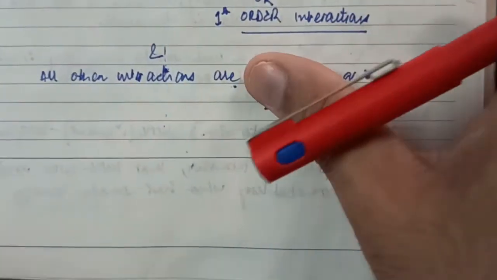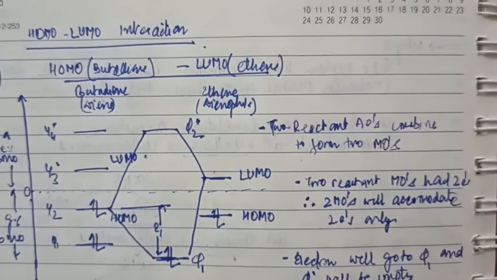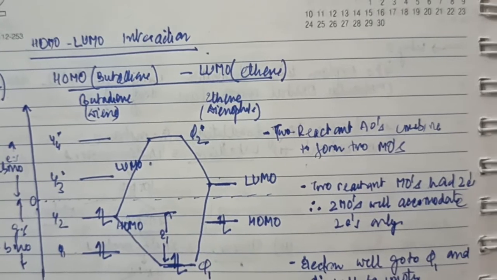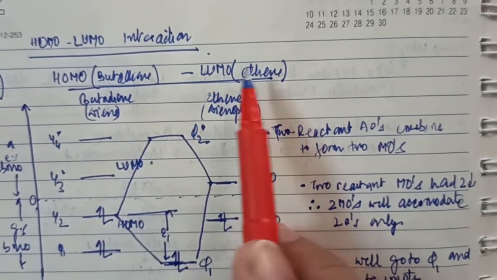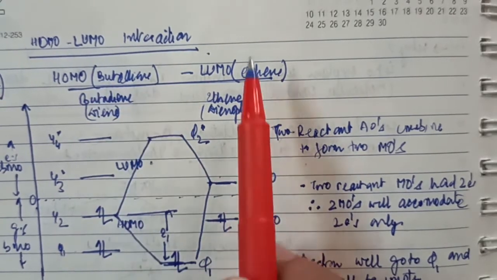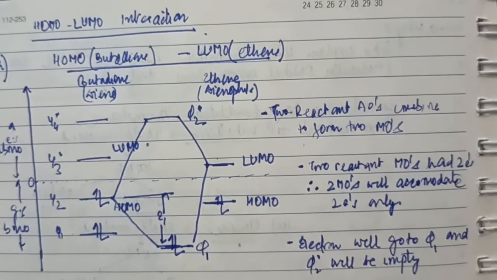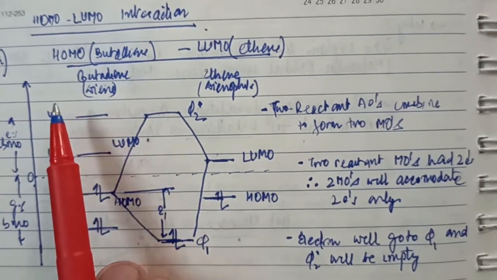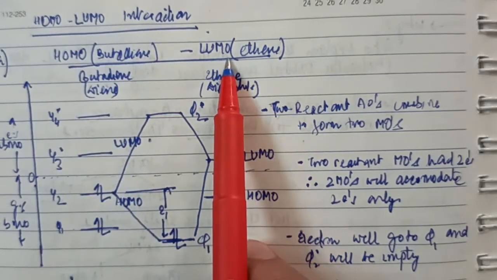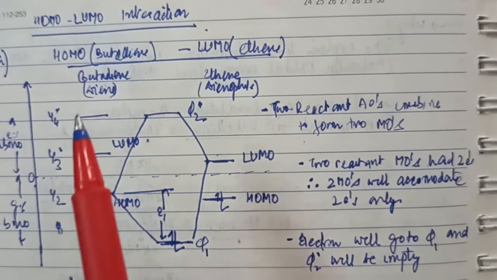Okay, so let's talk about the second interaction, the HOMO-LUMO interaction. That is the HOMO of the butadiene and the LUMO of the ethene, the HOMO of the diene with the LUMO of the dienophile. Let's see what stabilization or destabilization this interaction produces. We've already talked about this, that these are the main interactions, so this interaction should bring stability to the system. Whether it does or not, let's see.